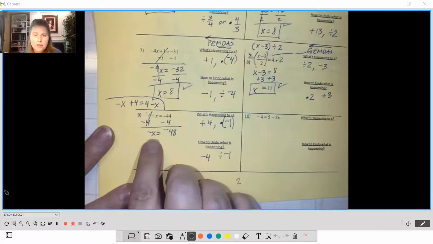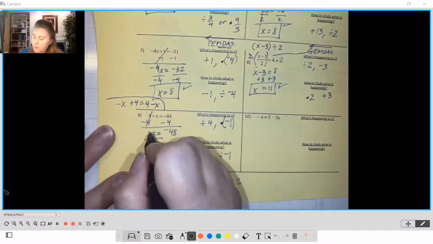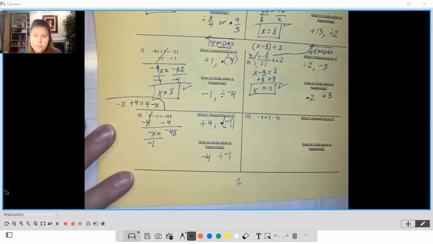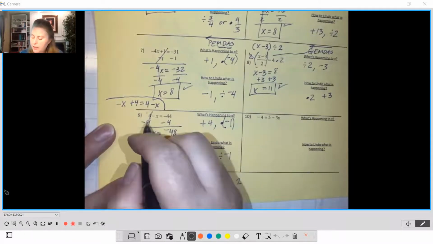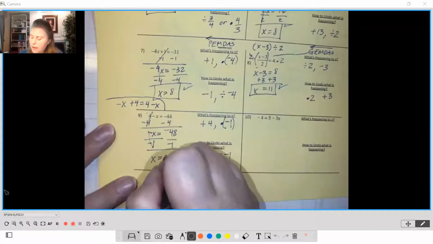So how do I cancel out the negative? I have to divide by a negative, or you can multiply by a negative. I prefer to divide. X is being multiplied by negative 1, so we're going to divide by negative 1. Whatever I do to one side of the equal sign, I have to do to the other. So I'm going to divide by negative 1 here. A negative x divided by negative 1 is a positive x. And a negative 48 divided by a negative 1 is a positive 48.